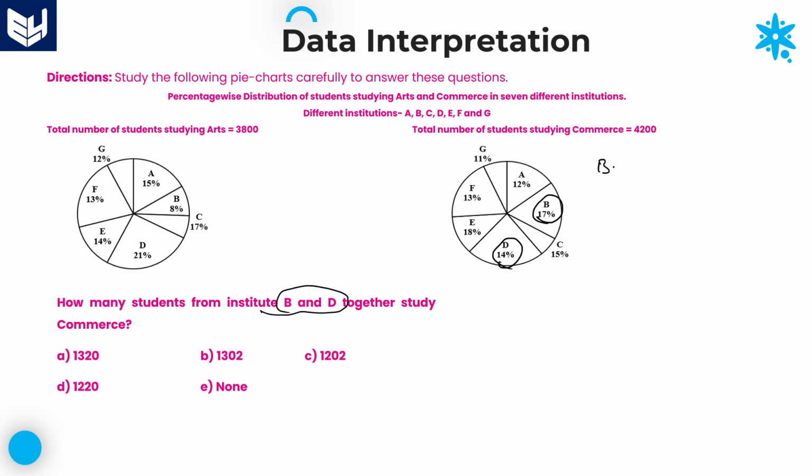B and D together means B plus D, which is equal to B value 17% and D value 14%. 17% plus 14%, how much is it? Here it is 31%. B plus D together is 31%. That is the required percentage. And you need to calculate 31% of total commerce 4200. Total commerce value 4200. Here two zeros and two zeros both are cancelled.